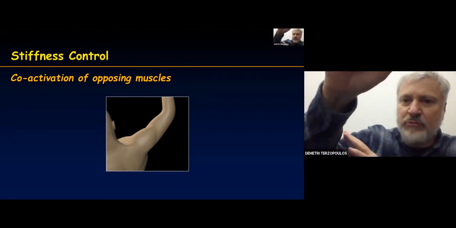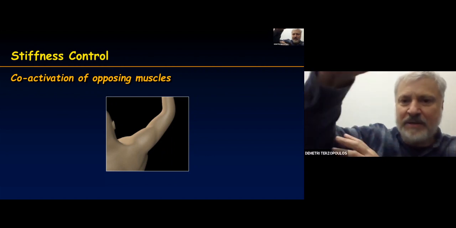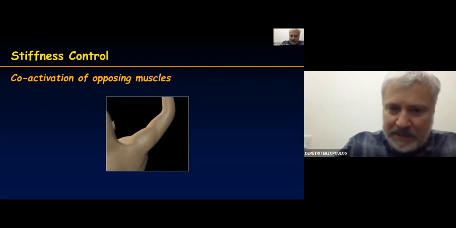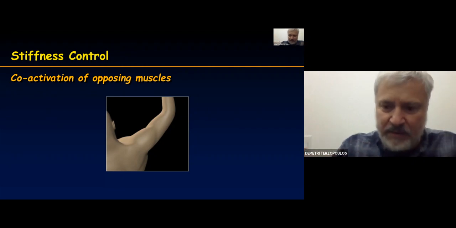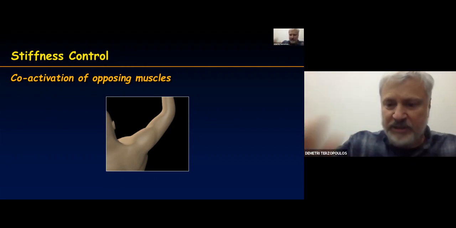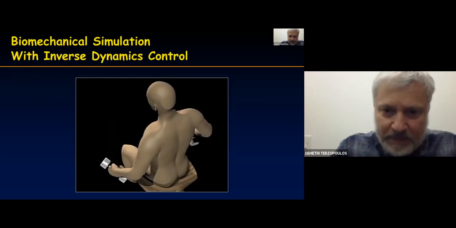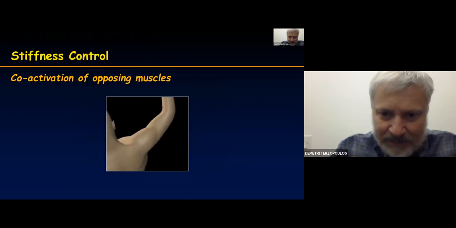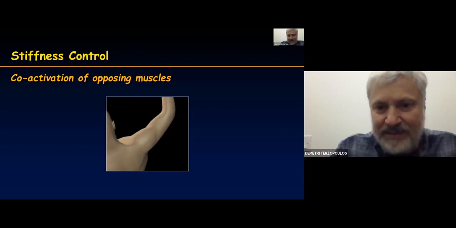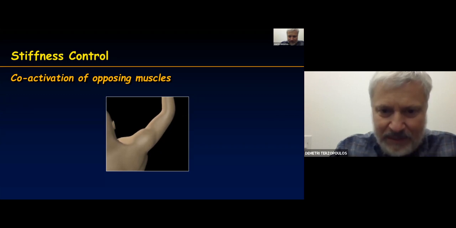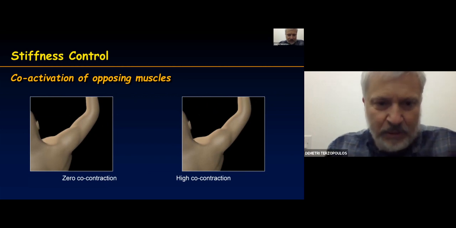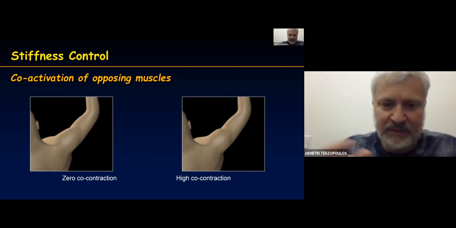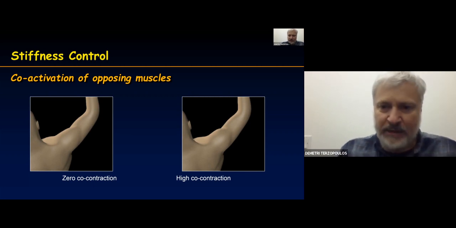So that's an isometric exercise, if you like, because the pose remains the same, but the stiffness changes by co-activating the muscles. They're fighting against each other and make for a stiff arm. Let me back up on this one. I backed up accidentally. So stiff, co-activation, and relaxed. And stiff and relaxed. So that's low or zero co-activation on the left, and high co-contraction on the right.